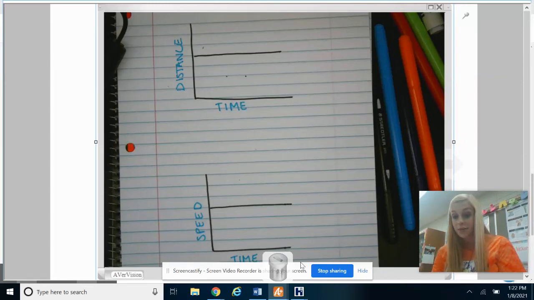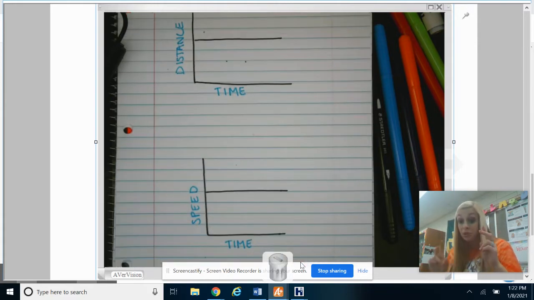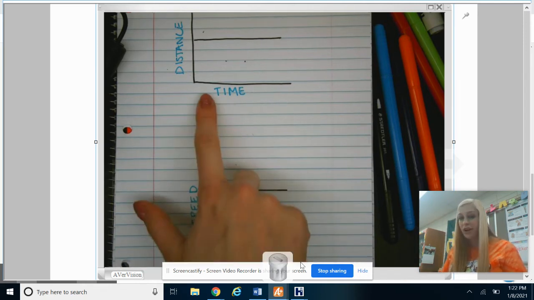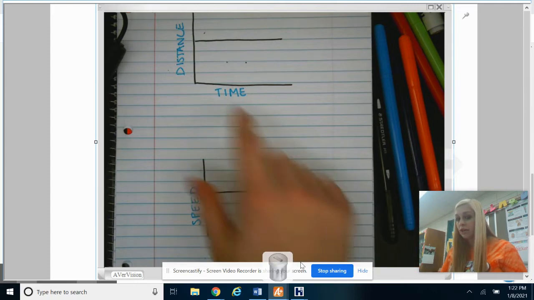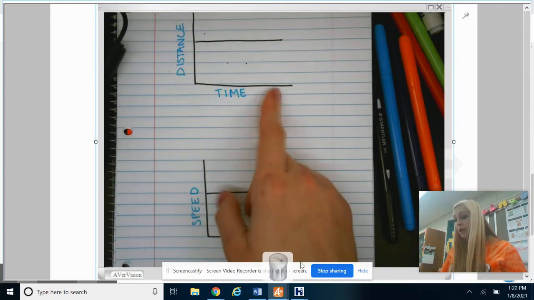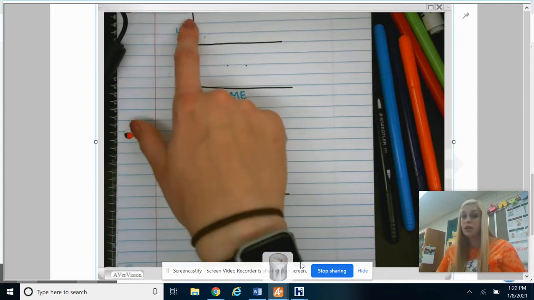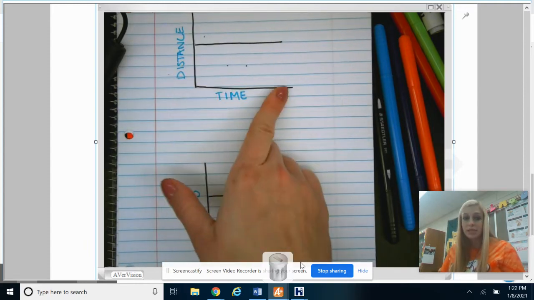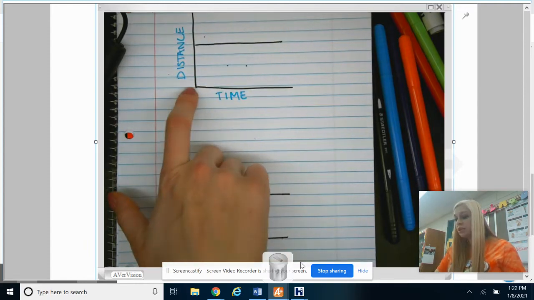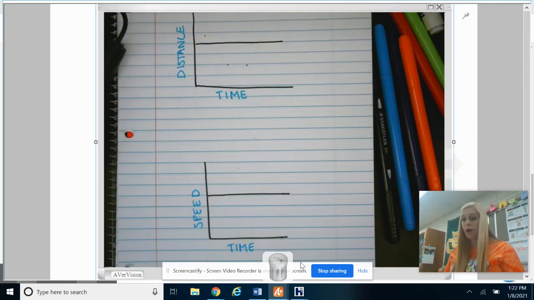All right, today we are going to take notes on motion graphs. The first thing I want you to look at is these two little graphs that I drew. There's no points on the graph, I didn't label them, but you can pretend. This axis says time, so we can pretend it's 1 through 10. This axis says distance, so we can say this is 1 through 10 seconds. This is 0 through 50 meters for both graphs.